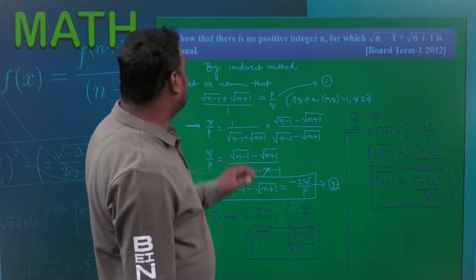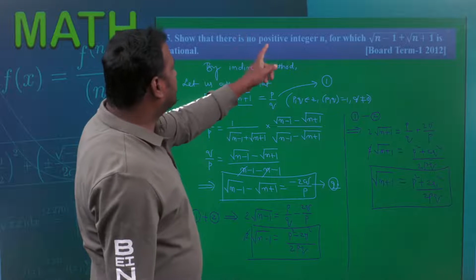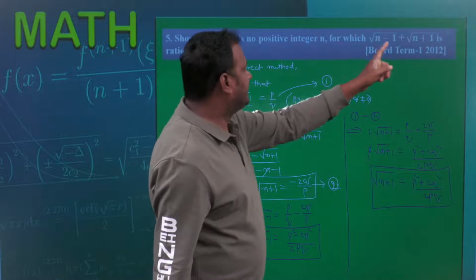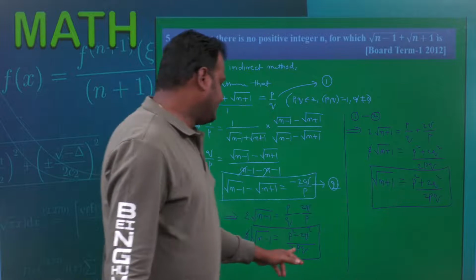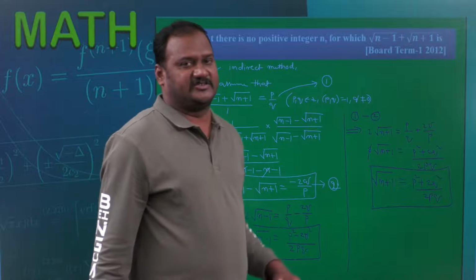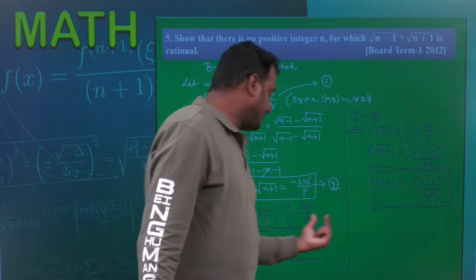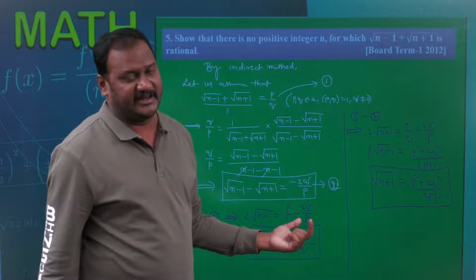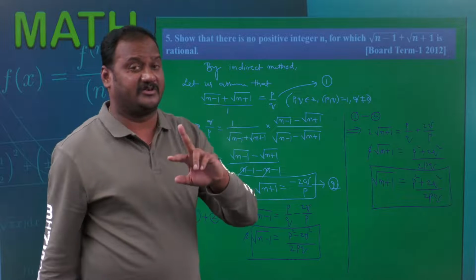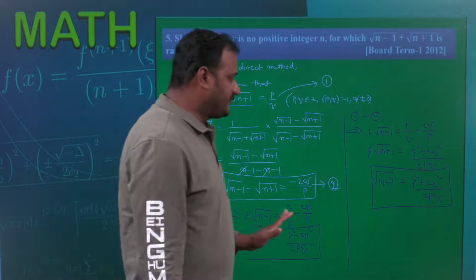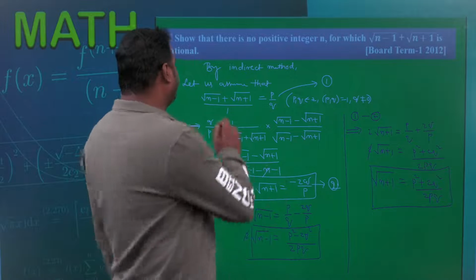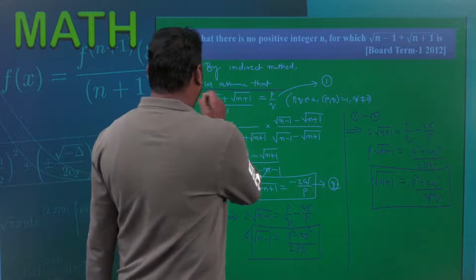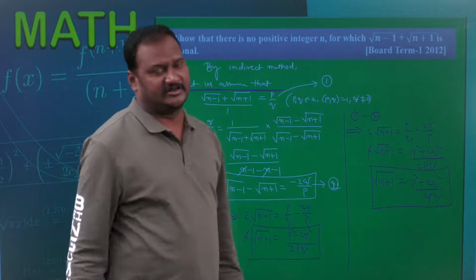But according to the given problem, there is no positive integer n for which this number is a rational number. It is purely irrational. But in both the cases, you are getting a rational number which is equal to an irrational number. Is it possible? A rational number can never be equal to an irrational number. So therefore, it is a contradiction. This contradiction is only due to our assumption. Therefore, our assumption is wrong.